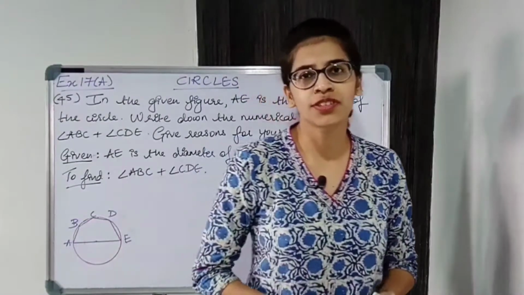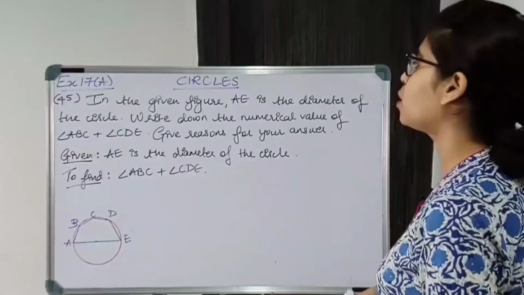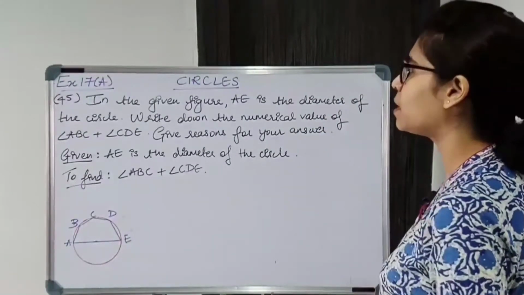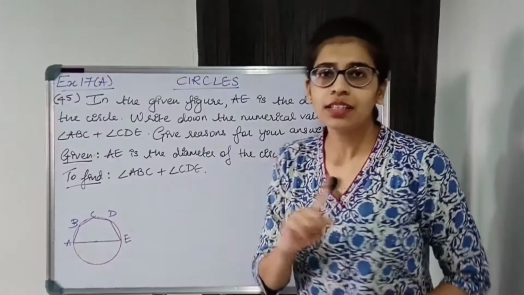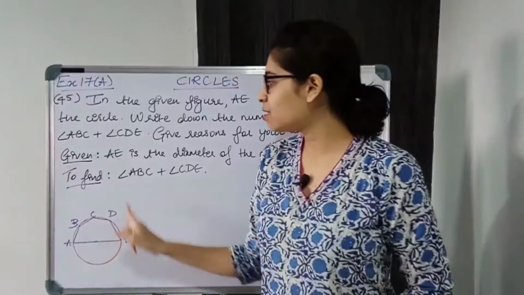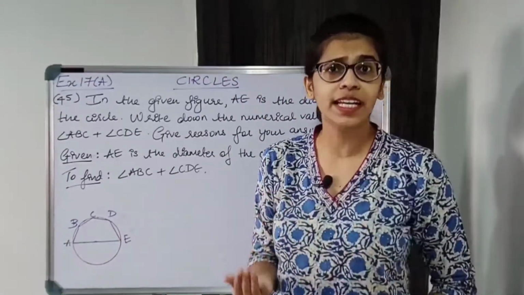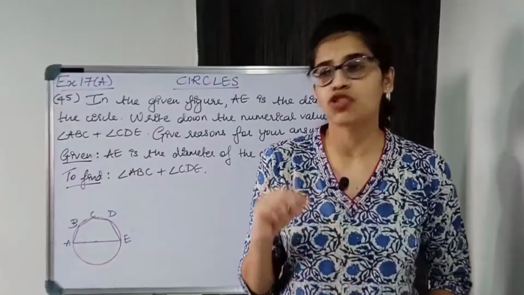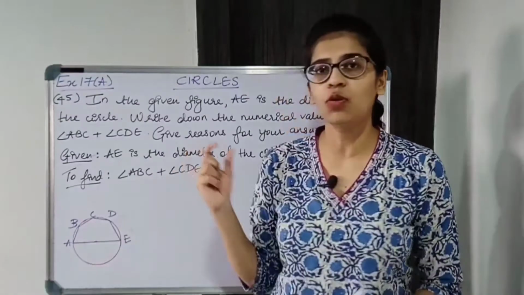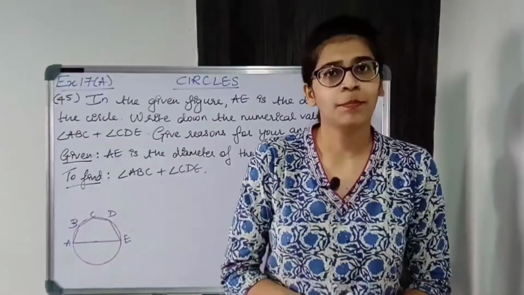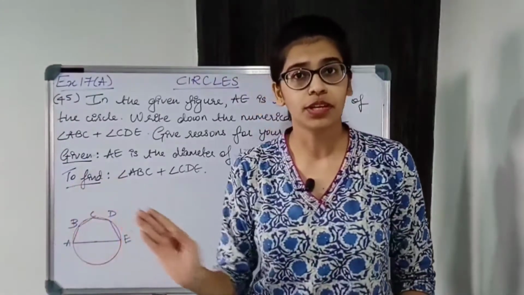Let's read the next question. Question number 45. In the given figure, AE is the diameter of the circle. Write down the numerical value of angle ABC plus angle CDE. Give reasons for your answer. Now there is only one thing given to us, students: AE is the diameter. Okay, this is the only information we have, and we have to find the numerical value, that is the measure of angle ABC plus angle CDE. Okay, what is the measure when we add ABC plus CDE? So we have to find the value of the angle, but we are not given any of the angles over here.